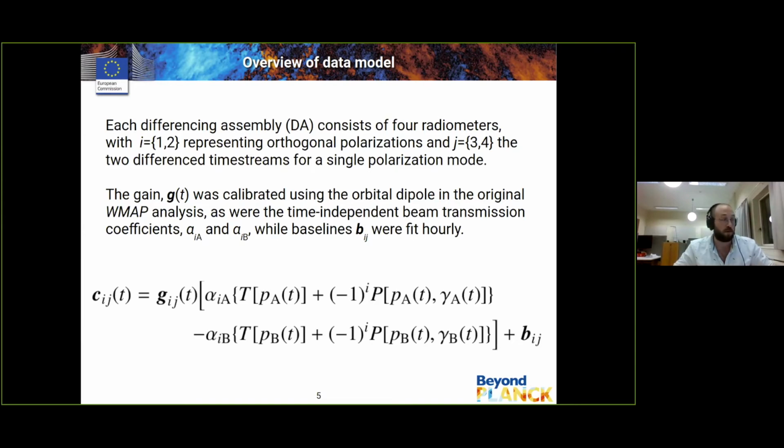I also just want to point out explicitly that the gain and the baseline here, the G and B factors, were fitted to the orbital dipole, and the baselines were fitted once per hour, which is inherently a little different from how the BeyondPlanck analysis works.